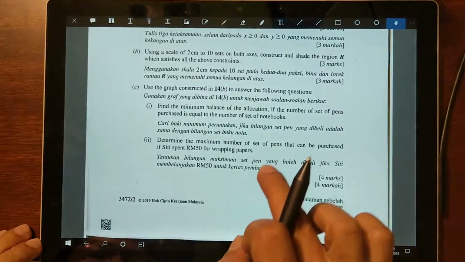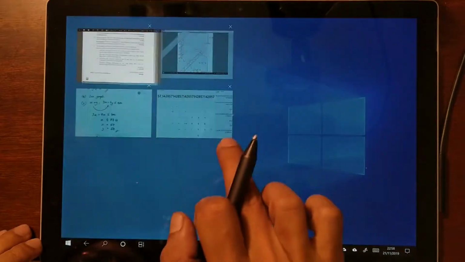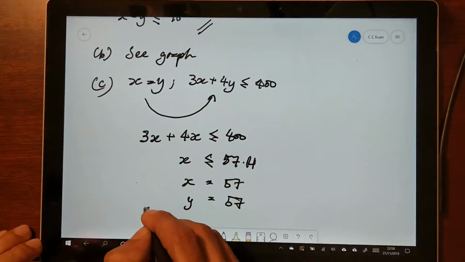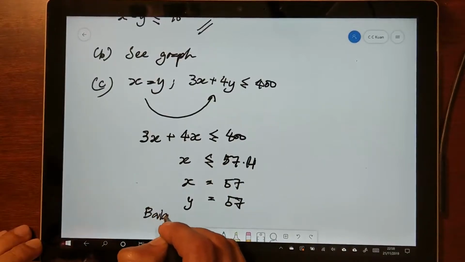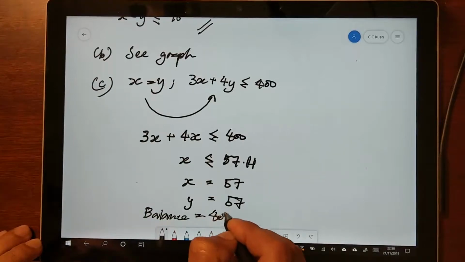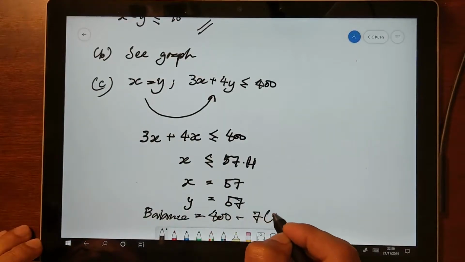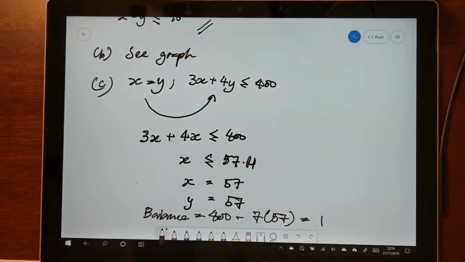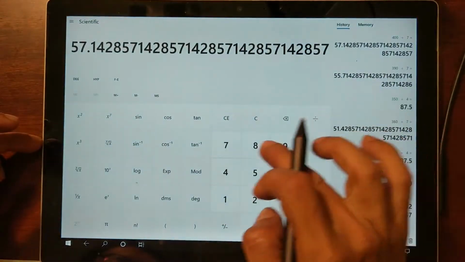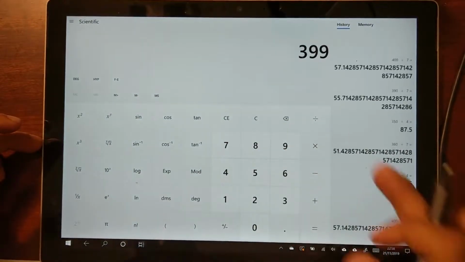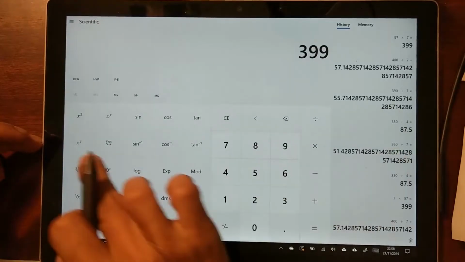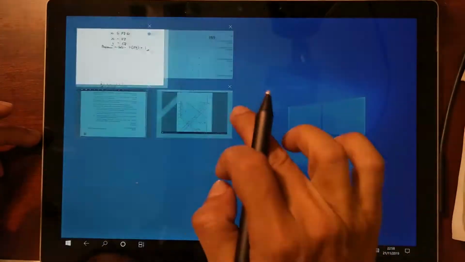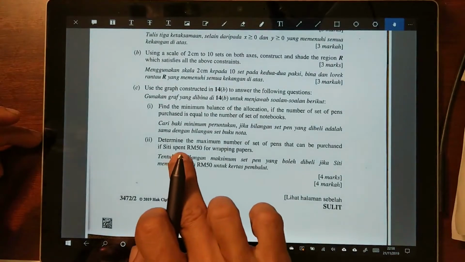Okay, so let me see. Find the minimum balance with allocation. Ooh, that's a tricky one. So the real answer is not that. Right, so the balance obviously is equal to the budget of 400 minus 7 times 57, which gives you 1. 57 times 7, very conveniently, is 399, right? So we've maxed out our budget. That's the answer. Right, so let's have a look at question C2.